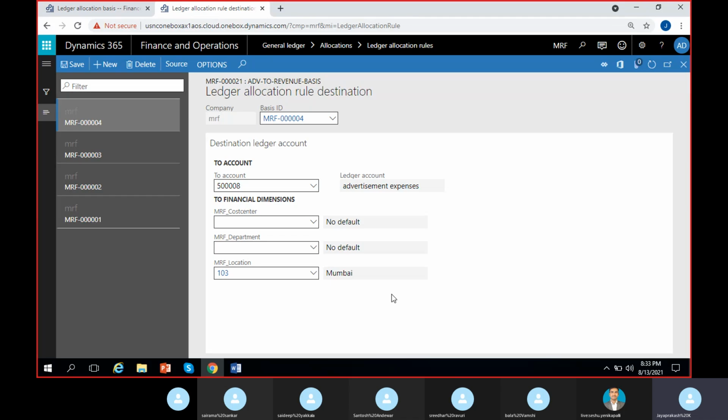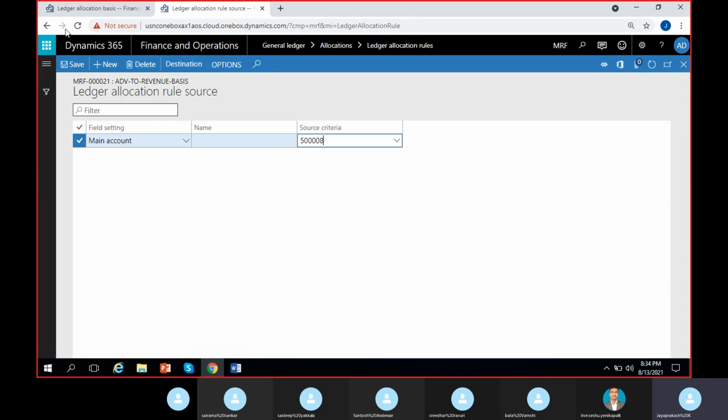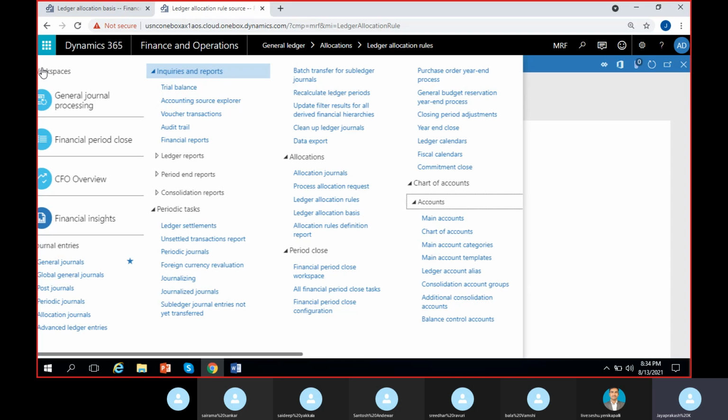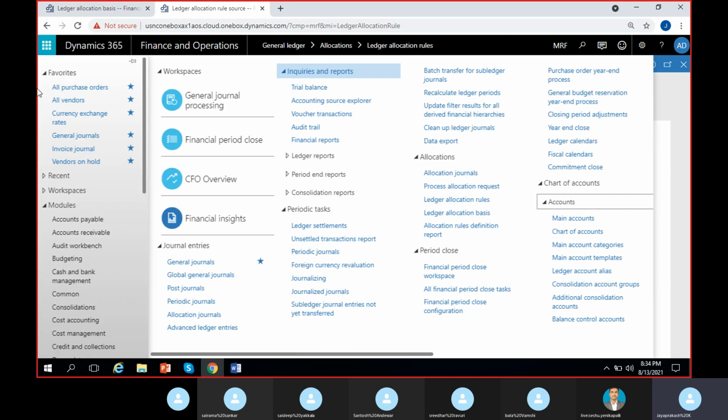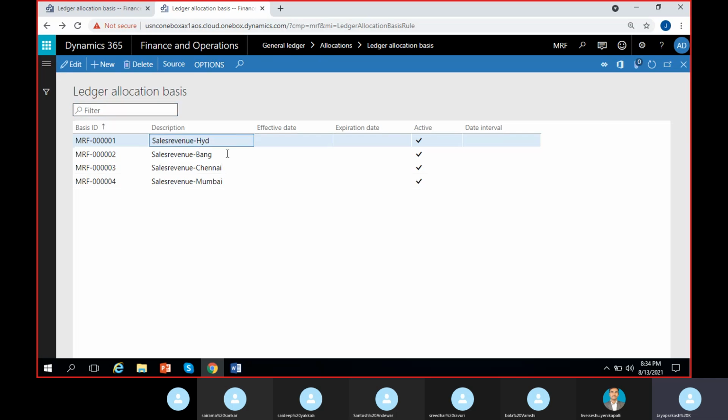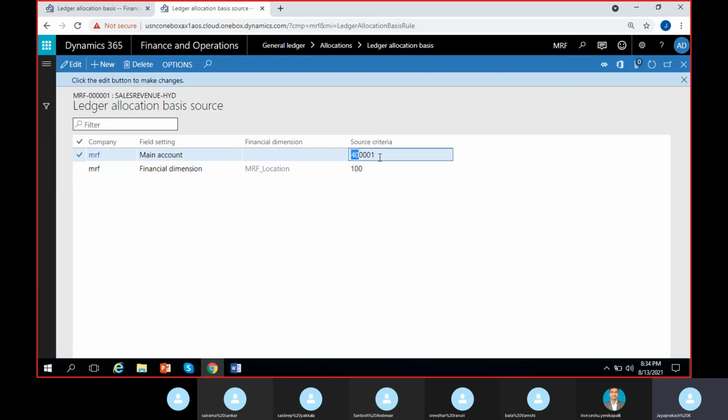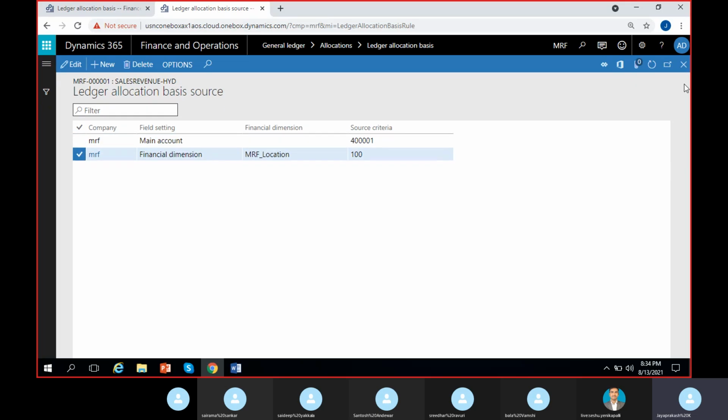If you look at it in bits and pieces, you will surely get confused. If you look at it as a pattern, you can easily understand this. First we have done ledger allocation basis. I'll show you again. In ledger allocation basis, I have created 4 bases. I gave sales revenue Hyderabad, and for source also I gave the sales revenue account plus Hyderabad value, that is, source revenue account plus financial dimensions Hyderabad. On the basis of this, the advertisement expenses will be allocated.